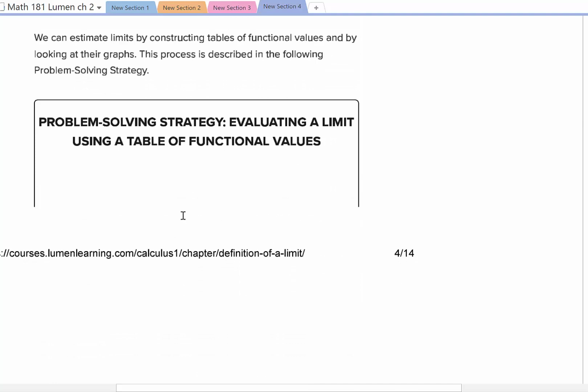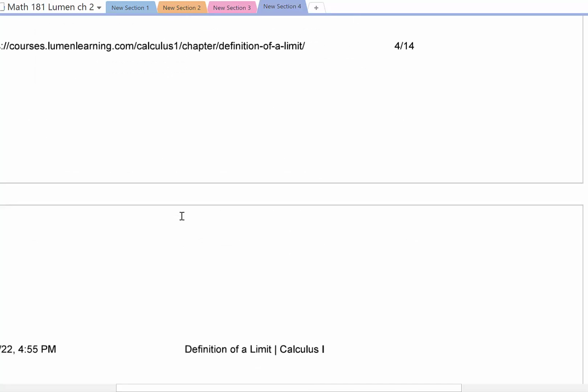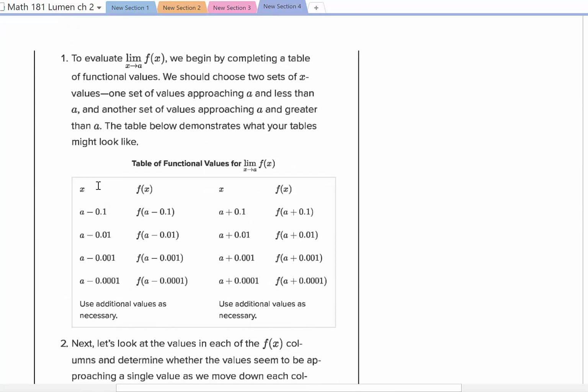So we can estimate it using a table, and we have a couple of examples here. To evaluate the limit of f of x as x goes to a, we begin by completing a table of functional values. We choose two sets of x values. One set of values approaches a and is less than a, and the other approaches a and is greater than a. So we have the left side and the right side.